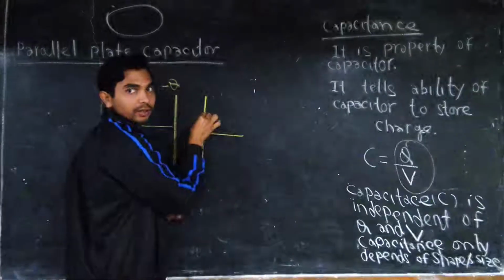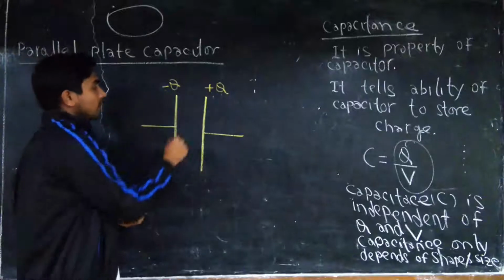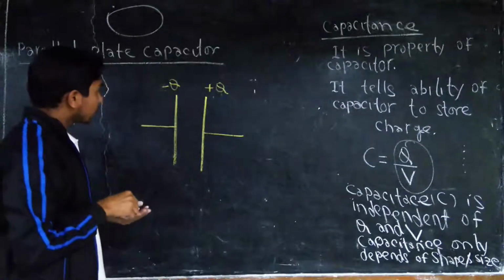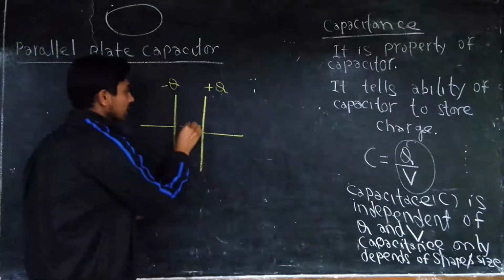This plate is having charge plus Q, right? Okay. So see, minus Q, plus Q, right? So this is a parallel plate. So there will be electric field here in this region. How much will be the electric field?